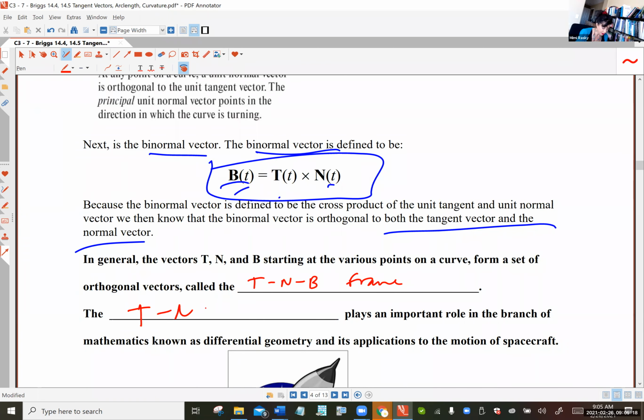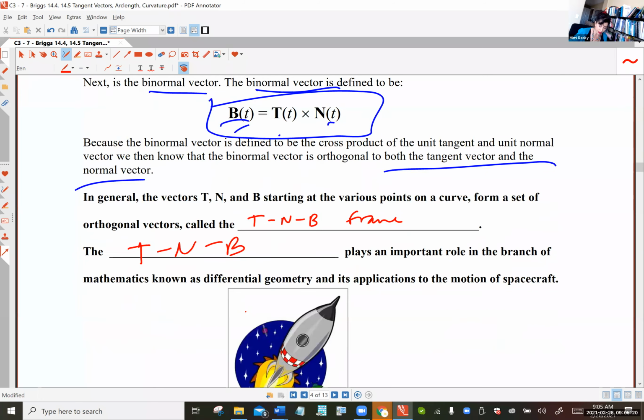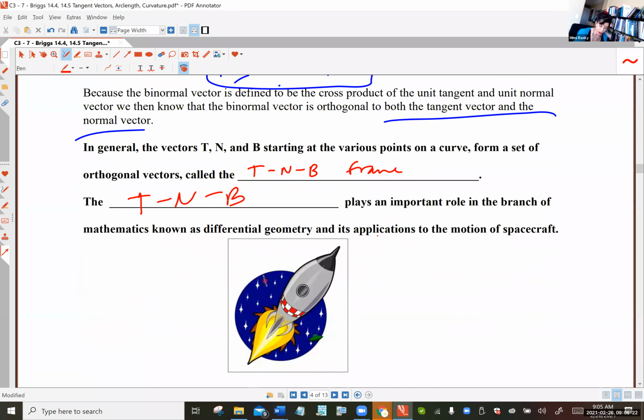And the TNB frame plays an important role in the branch of mathematics known as differential geometry, and it has an application in the motion of spacecraft. So you should care about that. And when I was an engineer at General Dynamics many years ago, we would have to worry about this sort of idea of pitch and yaw of the aircraft, or the spacecraft, depending on where our circuit was going to be placed. And it had to pass what we call military spec, or mil spec.